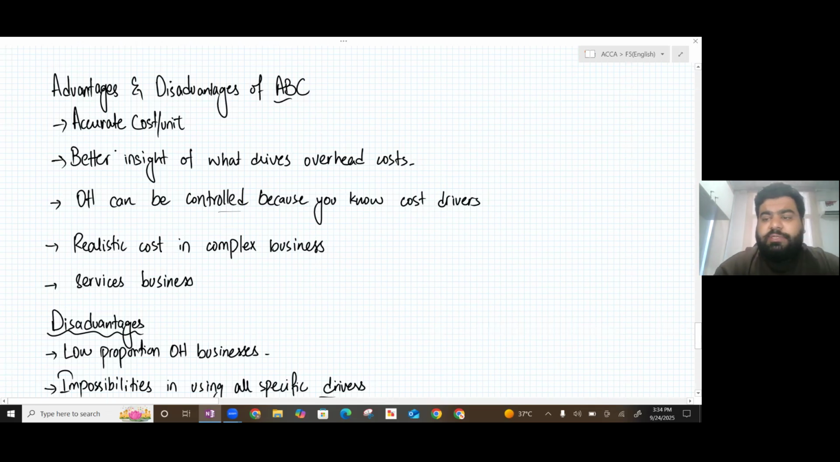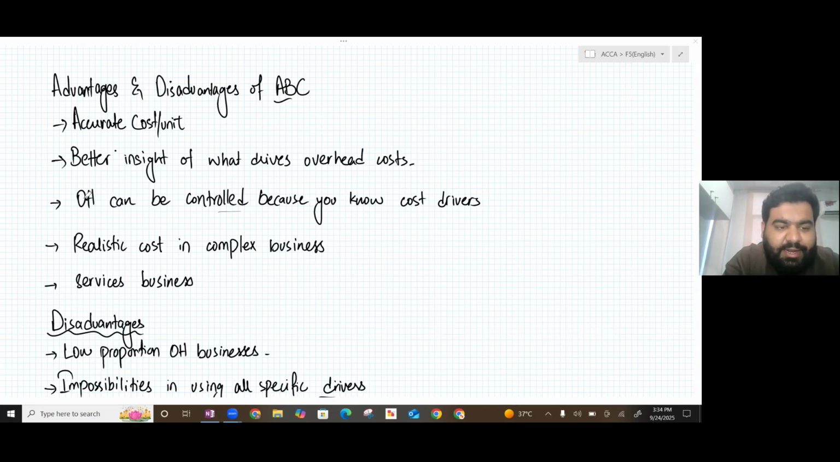First, the advantages. Obviously, we have already discussed accurate cost per unit, because of accurate production overhead per unit. Second, better insights into what drives overhead cost. You will know that this overhead is due to which base. You know it better in ABC, because in ABC you properly identify the base. When you identify the base properly, you have better insight. You know that this overhead is due to this base, and if I change this base, overhead will be affected.